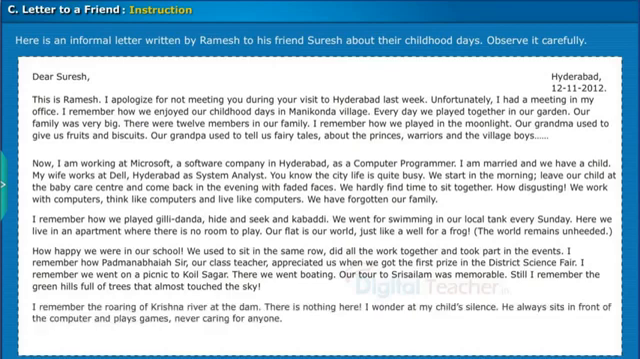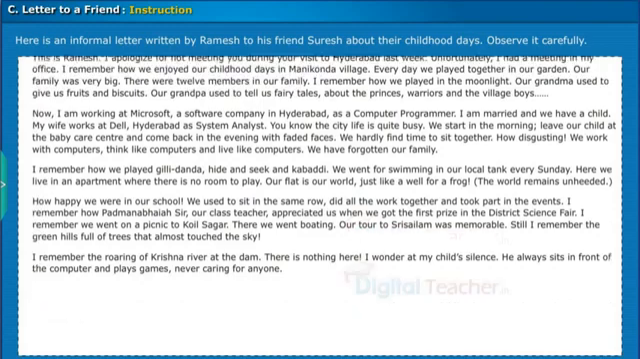I remember the roaring of Krishna River at the dam. There is nothing here. I wonder at my child's silence. He always sits in front of the computer and plays games, never caring for anyone.